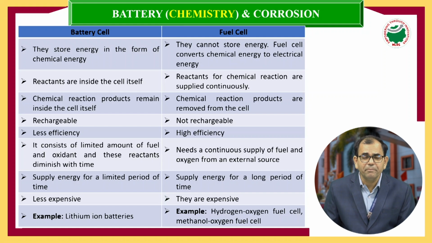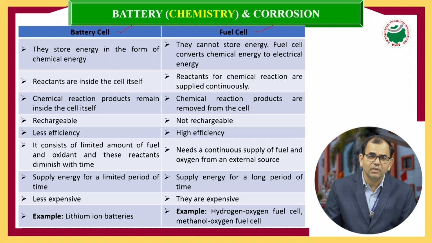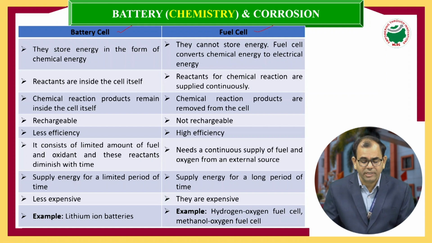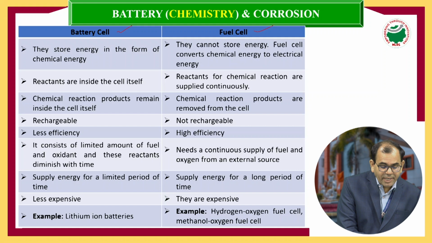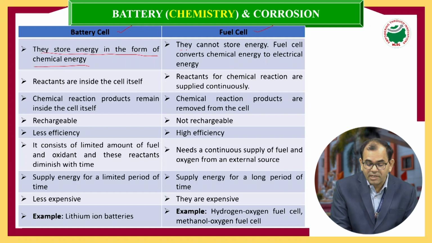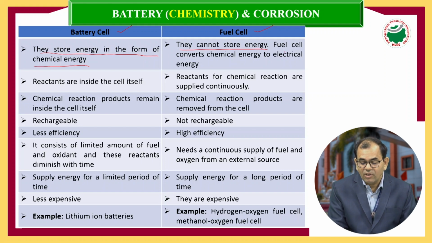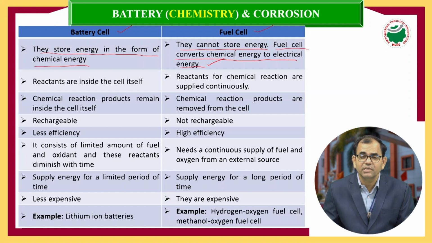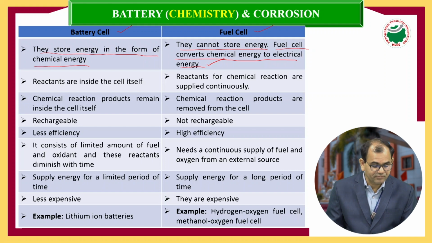Now let us see the major differences between battery and fuel cell. In the last class we discussed batteries, and just now we discussed fuel cells. Let us quickly summarize the differences. Batteries store energy in the form of chemical energy. Fuel cells cannot store energy. A fuel cell converts chemical energy into electrical energy, as we discussed earlier: oxidation followed by reduction, forming a circuit through electron exchange from anode to cathode.